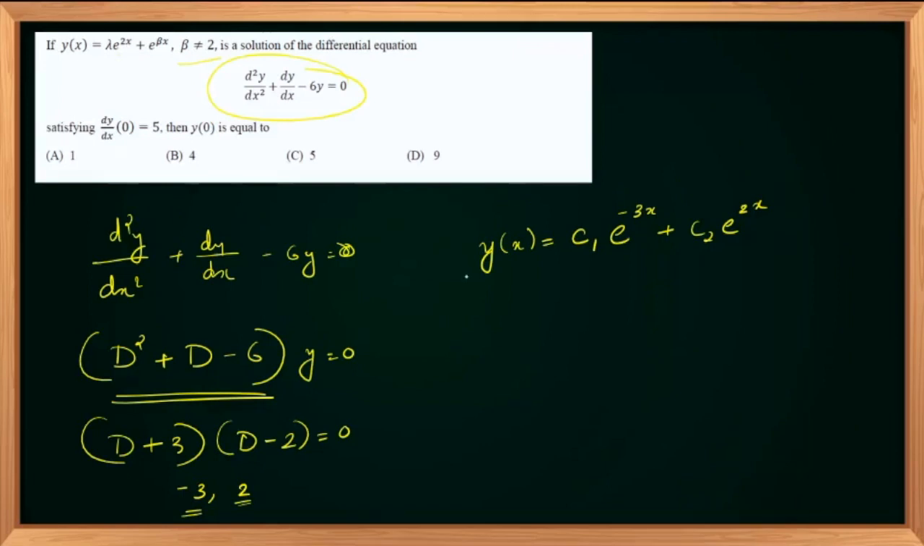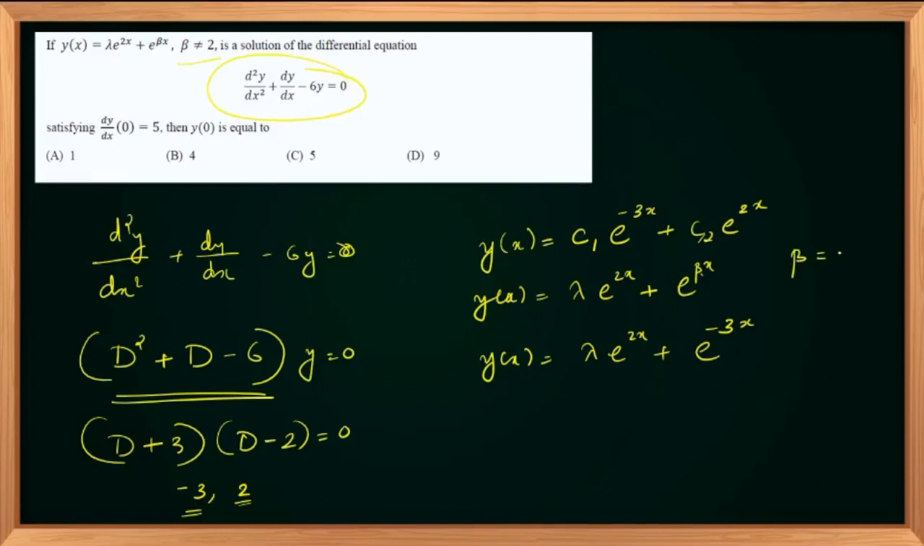This is the general form of the solution. Now they have given the solution to be of the form y(x) = λ e^(2x) + e^(βx). Now when you compare this to the equation, c2 is equal to λ and c1 is equal to 1. So I can write y(x) = λ e^(2x) + e^(-3x), because β is actually -3. That is obtained from the solution, right?